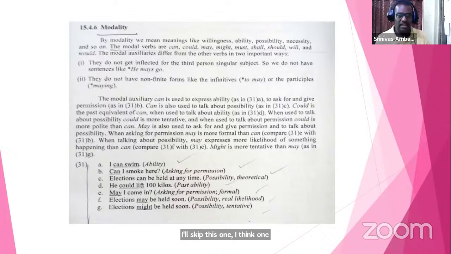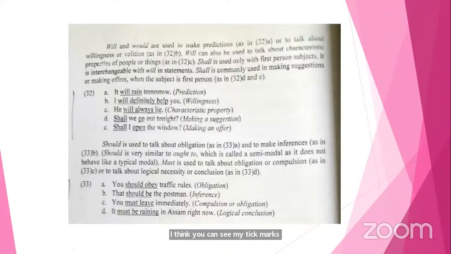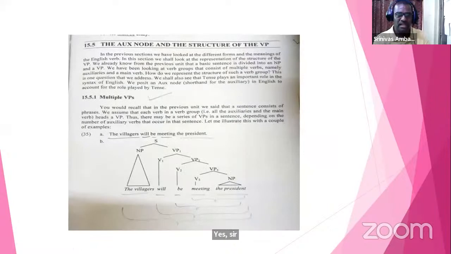Here on page 197, modals. Modals are modal auxiliaries, helping verbs. See here he has given can, might, may, shall, should, and the meaning of can. He has given it very clearly. I think you can see my tick marks. You can understand easily. I'll skip this. Now we'll go to this.